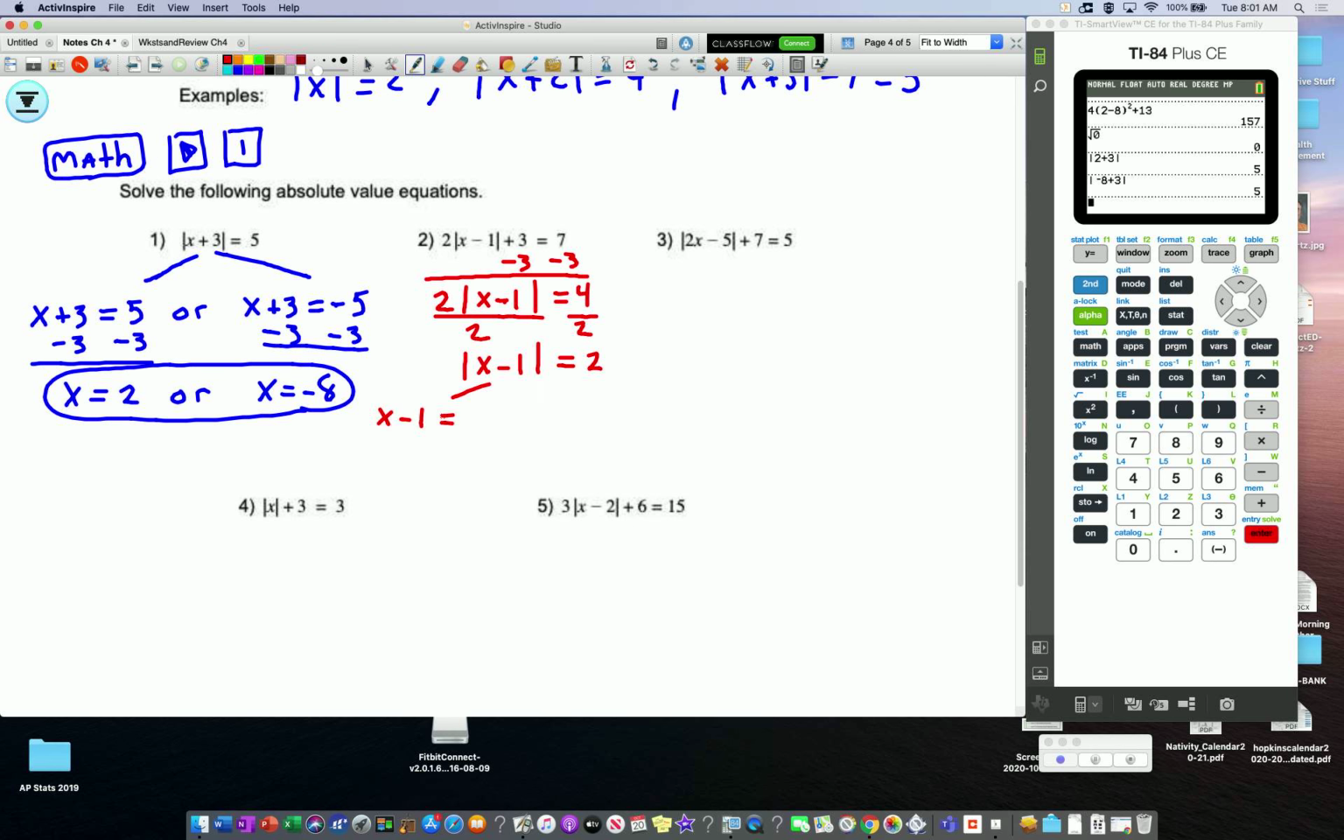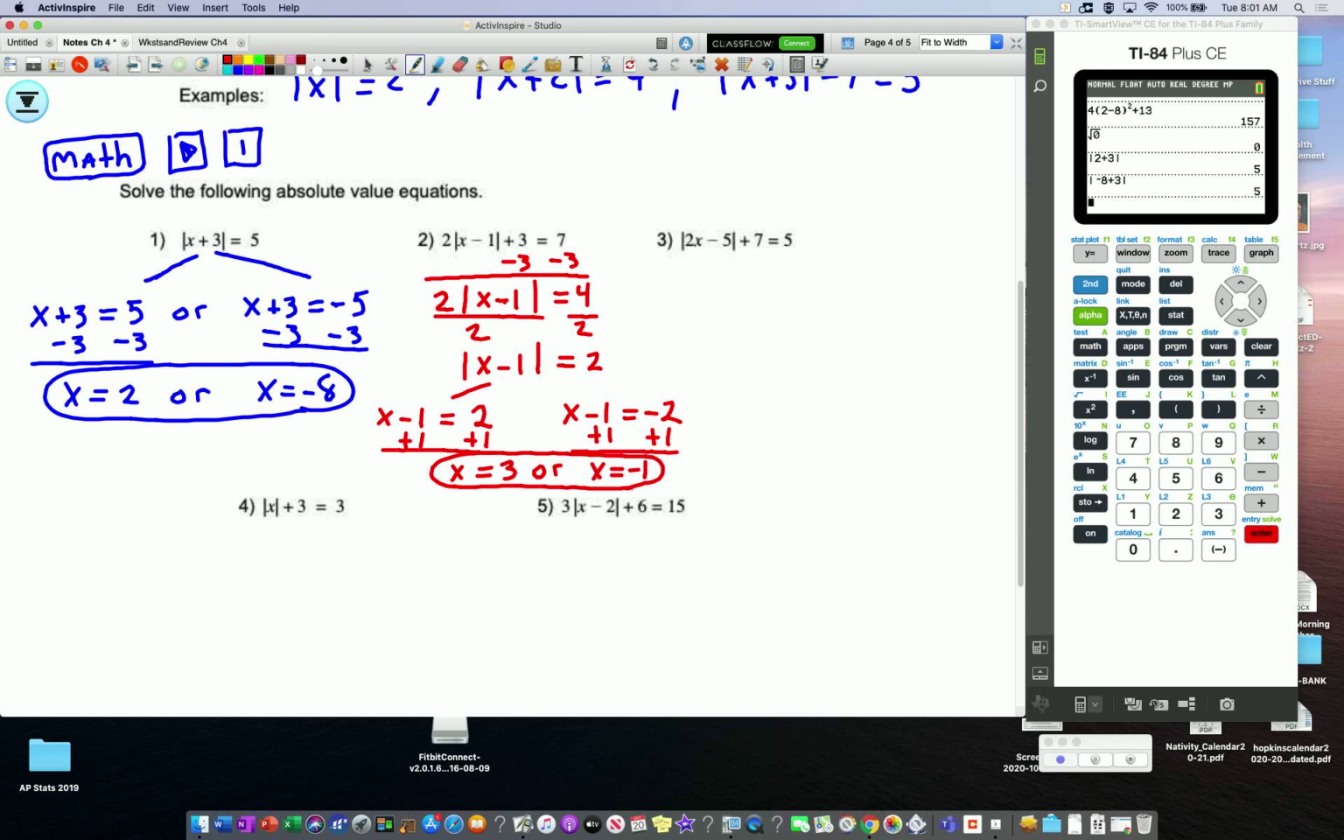So x minus 1 equals 2, because 2 is 2 units away from 0. And x minus 1 equals -2, because being 2 units away, I could be located at -2. So now, add 1 to solve. So I get x equals 3. Or if I add 1 here, I get x equals -1.